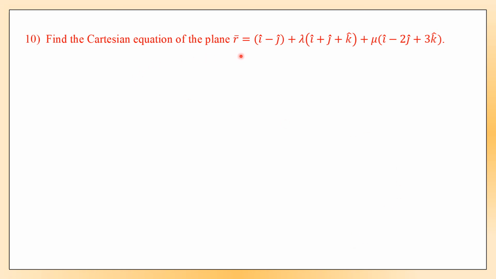Find the Cartesian equation of the plane. R vector equal to i minus j plus lambda into i plus j plus k plus mu into i minus 2j plus 3k. We have to find the Cartesian equation of the plane.